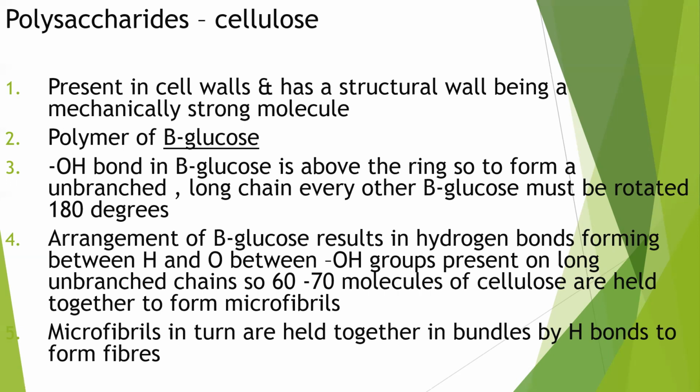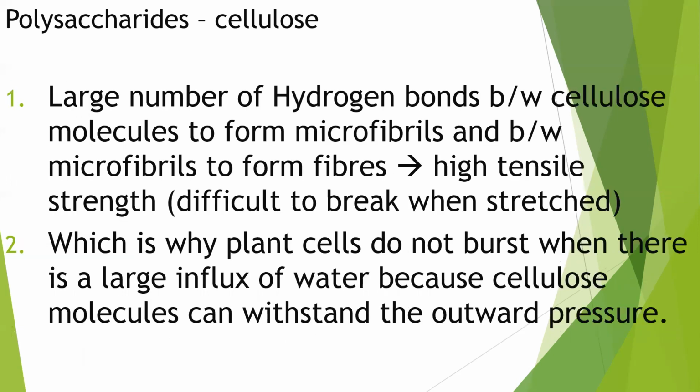And then microfibrils themselves will also be held together in bundles. And then this will form a fiber. So a large number of hydrogen bonds is formed between cellulose molecules, between microfibrils, and this gives the high tensile strength and allows it to be a mechanically strong molecule. So this is what I just said. Large number of hydrogen bonds between cellulose molecules to form microfibrils, and also between microfibrils to form fibers, gives high tensile strength. Tensile strength basically means how much energy it takes to break it when it's stretched. So if it has high tensile strength, it can withstand stretching. So it allows plant cells to take in a lot of water.